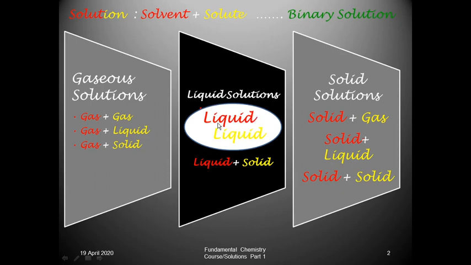Then the liquid solution, in which liquid is going to be the solvent and gas, liquid and solid can be the solute. Of this, today we are going to focus mainly on the liquid solution, or liquid-solid solution. Then the third type is the solid solution, where you have solid as the solvent and gas, liquid and solid can be one of the solutes. So these are three different types and their subtypes for the binary solution.